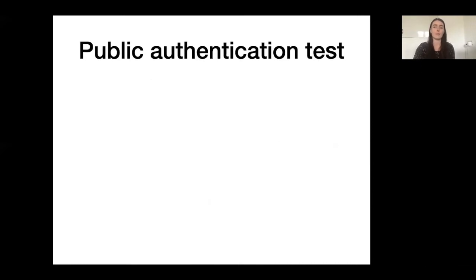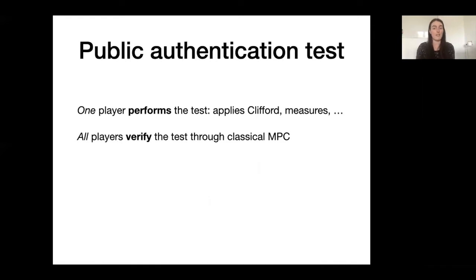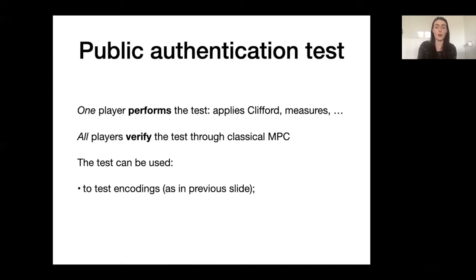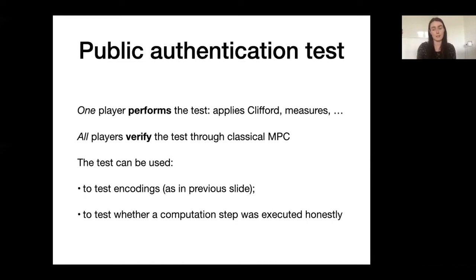So to step back a bit from the technical details, the public authentication test achieves the following. One player performs the actual test in that he holds the quantum state, applies the Clifford, measures, etc. While at the same time, all players can verify the test through the classical multi-party computation. So even with only a single honest player in the group, any cheating will be detected. The authentication test is used in various parts of the protocol. So for example, at the start to test whether everybody encoded honestly, like I described in the previous slide. But also we use a variant of this test during the computations where the players can show that they executed a computation step honestly.